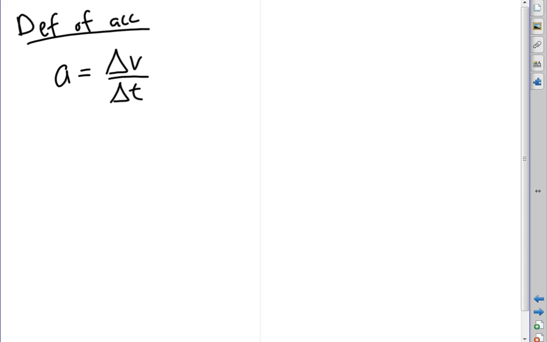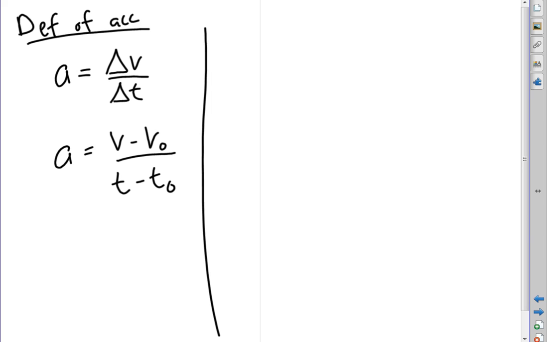Alright, so let's start with our definition of acceleration. The definition of acceleration is any time you have a change in velocity over time. Or, our good old Greek friend here, delta v over delta t. So let's expand that. What does delta mean anyway? Well, it means the change between the final and the initial. So v minus v naught over t minus t naught, just whatever the difference in the velocity is over the difference in the time.